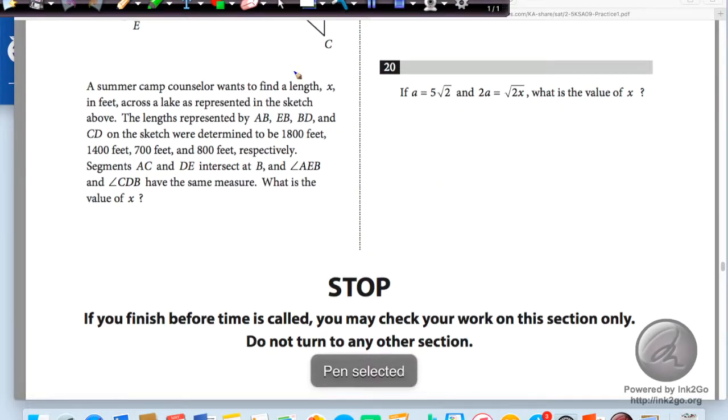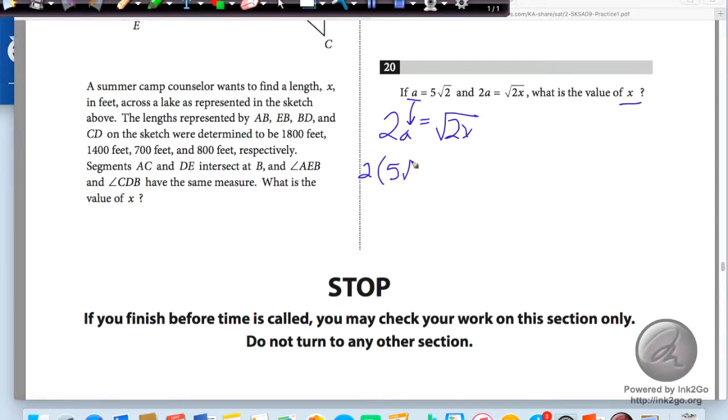It says if a equals 5 radical 2 and 2a equals radical 2x, what is the value of x? Well, it seems pretty basic, where if 2a equals radical 2x, I really want to try and isolate x and get it by itself. But they give you what a is. So you can plug a into here, knowing that this is going to be 2 times 5 radical 2 equals the radical 2x. Now I'm going to take this 2 and distribute it through. So this gives me 10 radical 2 equals radical 2x.